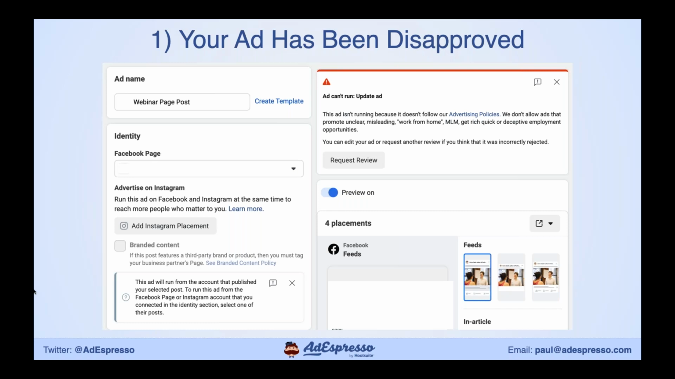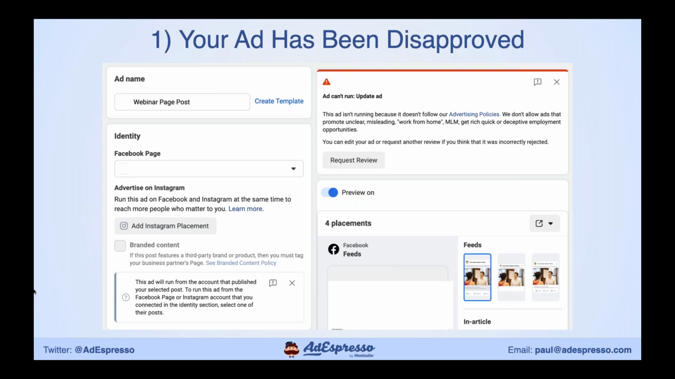So you then have a choice to either amend your ad and make sure it's compliant, or if you think it's a wrong rejection, click on the request review button, put a brief reason why you think they made a mistake, and then they'll review it for you with a human team. So that's the first thing to do.